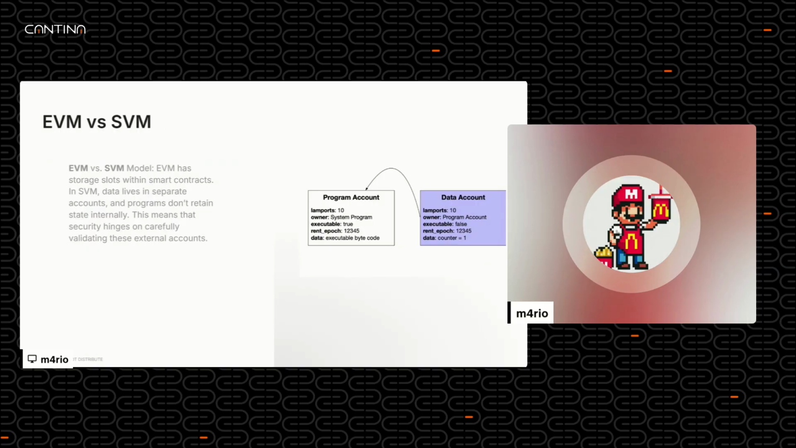Sorry. The EVM, as I said, has storage attached to the smart contracts. SVM doesn't have that. The data lives in separate accounts, and the programs themselves, where you see the code, don't retain the state internally. They are basically stateless. This means that the security hinges on carefully validating these external accounts. And we will see how important validating is. If I may say, it's one of the most important things when you write Solana programs. Validation is the key to writing secure programs.